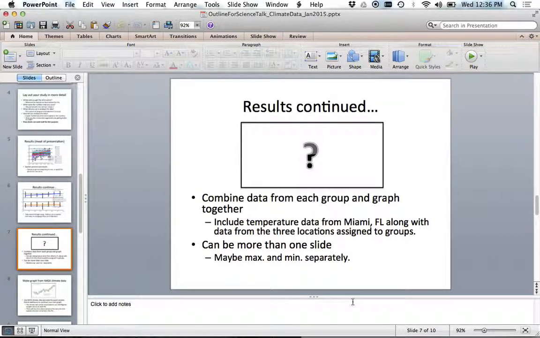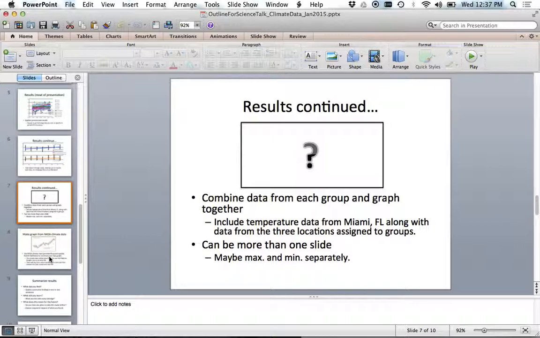Okay, it can be more than one slide. Again, if you're going to show all the information on one table, if you show the min and max on the same table, it might look a little weird because you're going to get a lot of white space probably. Maybe you show just the max temperatures for all 4 regions together, then the mins. And then what you might want to say is, which one do you think is changing the most based on the data that you measured?